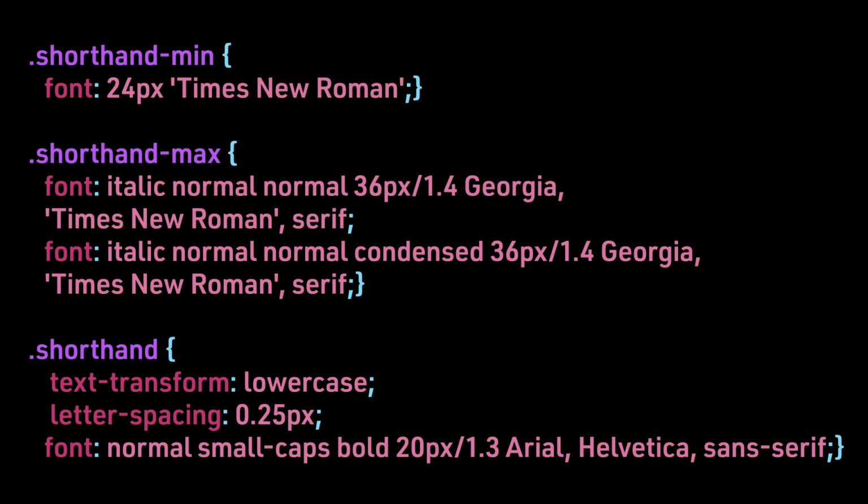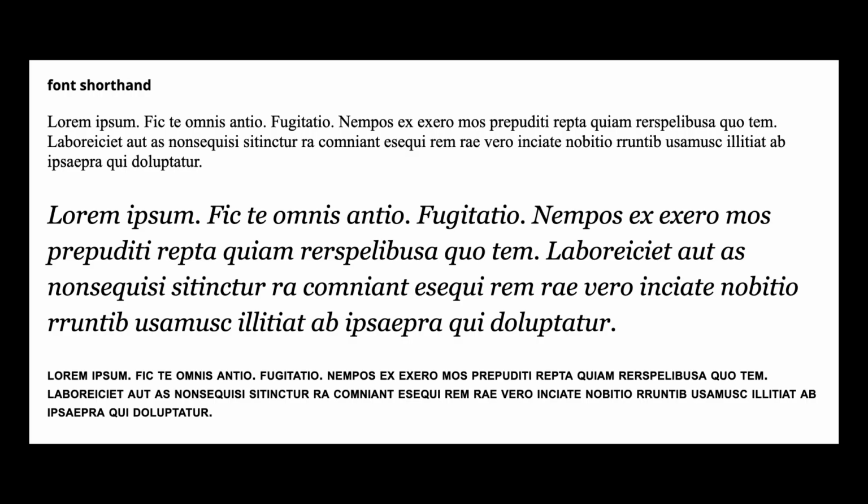And then finally, in our last shorthand, we first transform all the letters to lowercase so that we can apply small caps as the font variant in our statement. And because we are presenting text as all caps, we add a slight amount of letter spacing. So the full statement is font style normal, font variant small caps, font weight bold. We aren't specifying a font stretch, 20 pixels over 1.3 line height, Arial, Helvetica, sans serif. And this is how it would display.